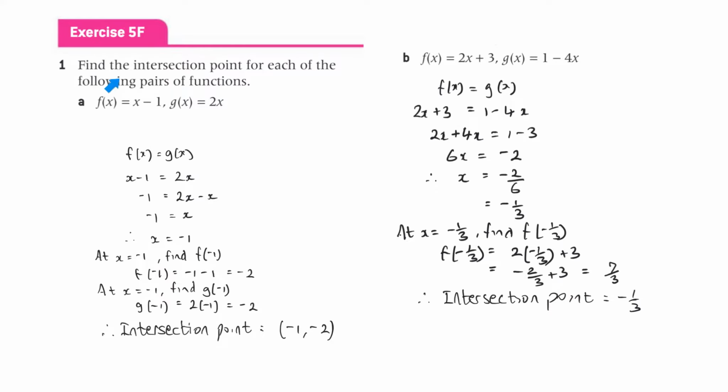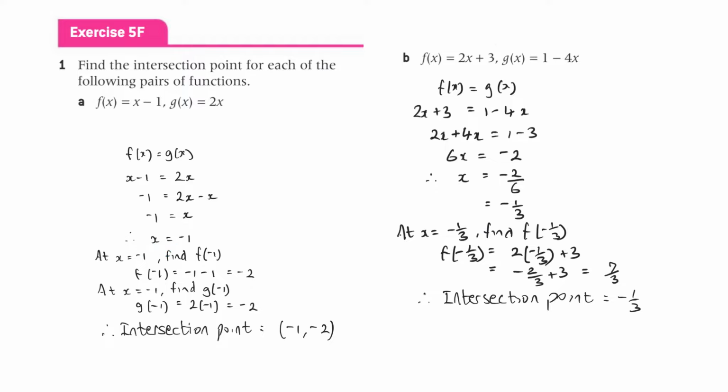Exercise 5F1, find the intersection point for each of the following pairs of functions. A, this f function, and also the g function. Well, the intersection is where the function values are the same. In fact, where the x values are the same as well, but the function values are the same. So we can equate this function with that function. That's x minus 1, so we put x minus 1 on the left-hand side. That's 2x, so we put 2x on the right-hand side. We resolve it down to x equals minus 1.